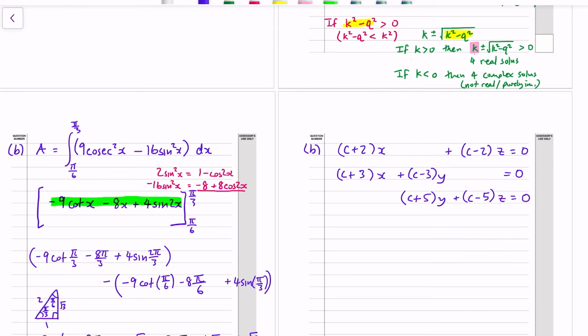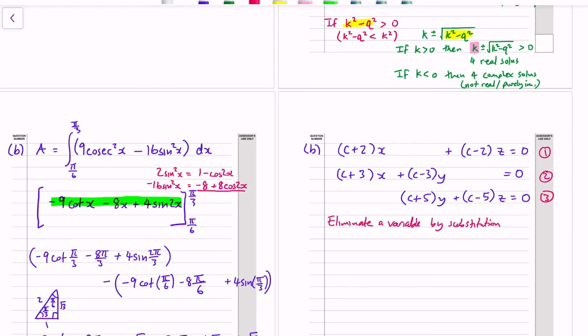One of the ways that we can eliminate is by multiplying an equation through by a number to make the coefficients the same. Another way to do it is to just rearrange one equation and sub it into the other, and that's what I'm going to do. So my goal here is to try and eliminate a variable by substitution. Let's number these equations 1, 2, and 3.